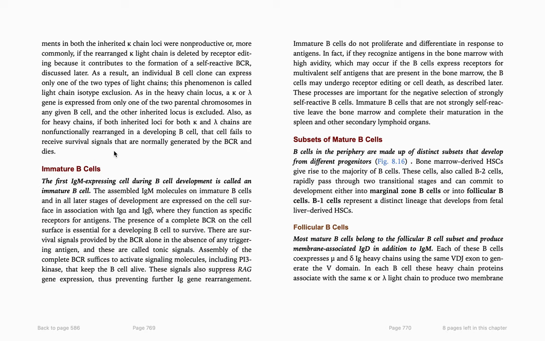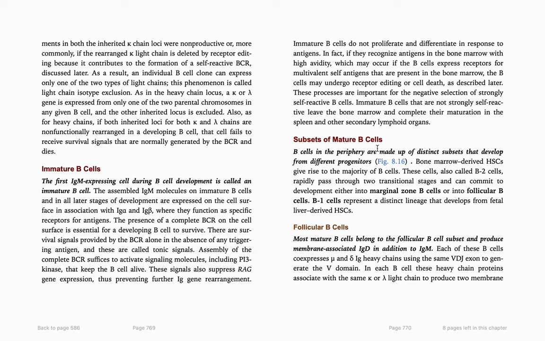Immature B cells do not proliferate and differentiate in response to antigen. In fact, if they recognize antigen in the bone marrow with high avidity, which may occur if the B cell expresses a receptor for multivalent self-antigens that are present in bone marrow, the B cell may undergo receptor editing or cell death, as described later. These processes are important for negative selection of strongly self-reactive B cells. Immature B cells that are not strongly self-reactive leave the bone marrow and complete their maturation in the spleen and other lymphoid organs.